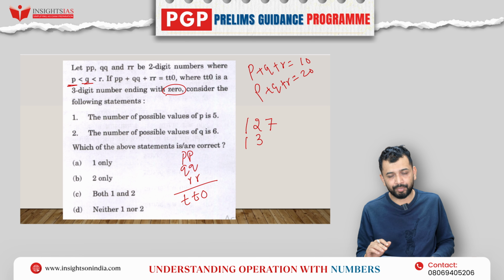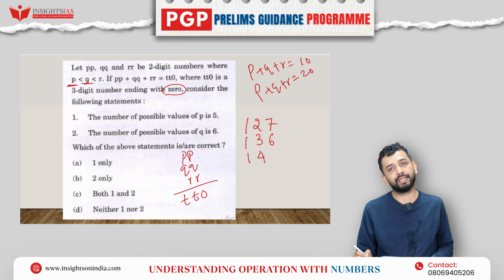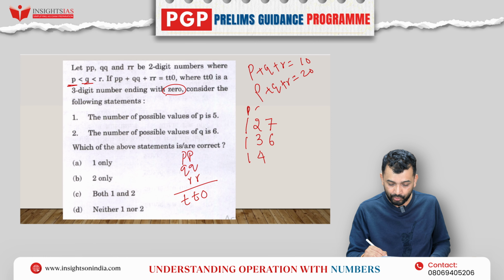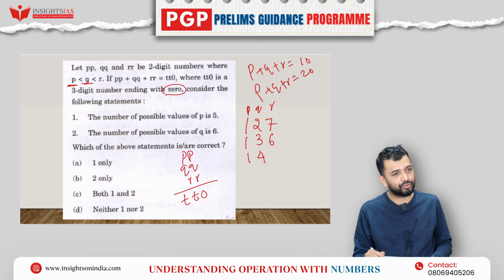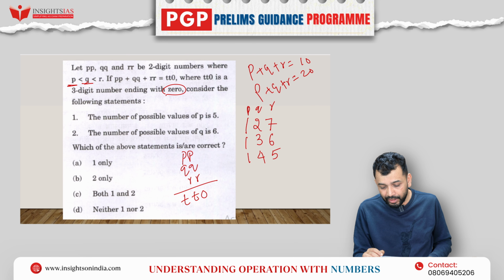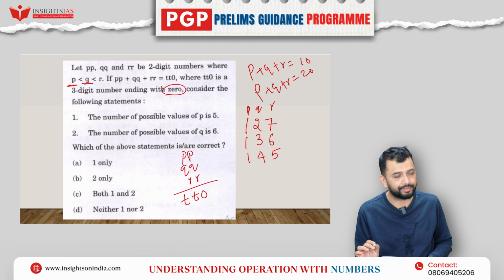Similarly, if I have 1 here, then I can keep on increasing the Q value, because Q should be greater than P. If it is 3, then how much should R be? 1 plus 3 is 4, 4 plus 6 is 10. Similarly, if I have 4 as the value of Q, 1 plus 4 is 5, so R should be 5. The only thing I have to satisfy is that R should be greater than Q, or Q should be less than R.